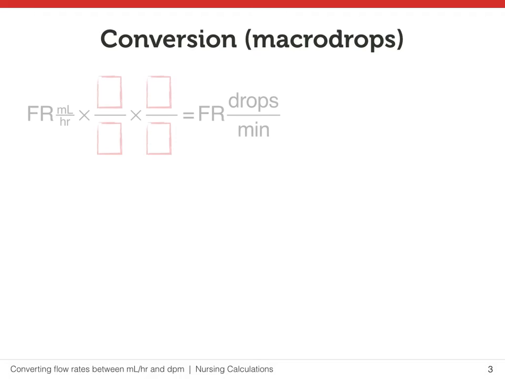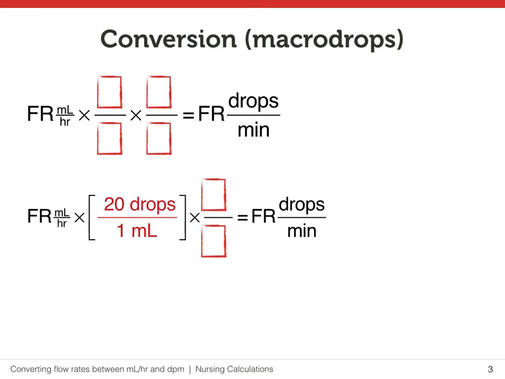If you want to convert flow rate in mils per hour to flow rate in drops per minute, you will need a couple of conversion factors to do this. Firstly, we want to turn mils into drops, and we know that there are 20 drops per mil. We want to get rid of the mils, so we should put that at the bottom, and the drops value can go to the top.